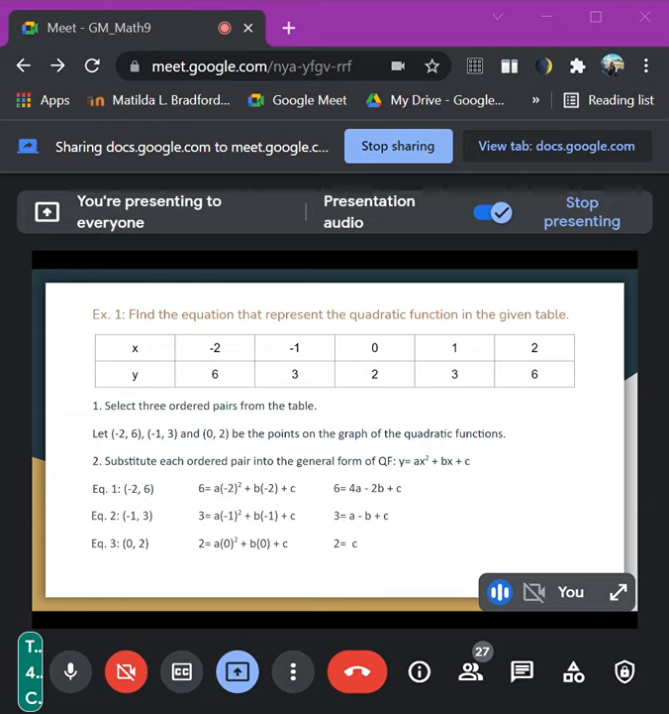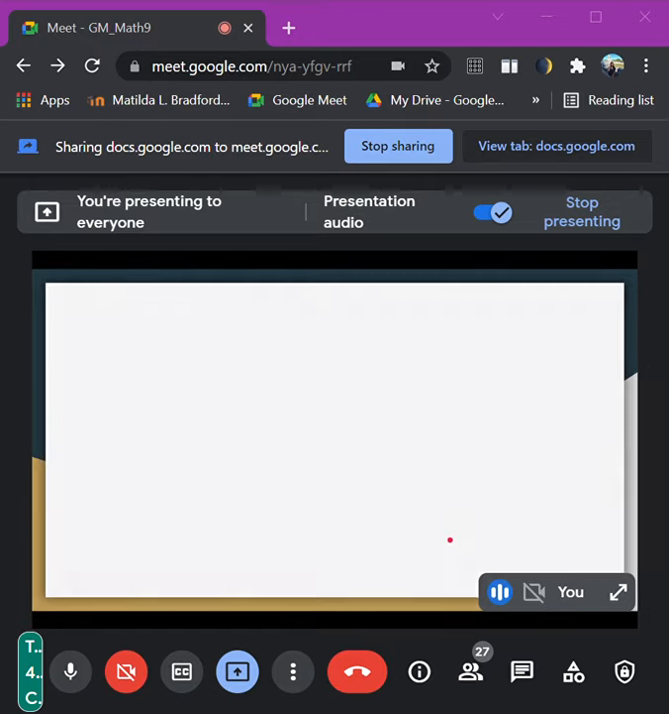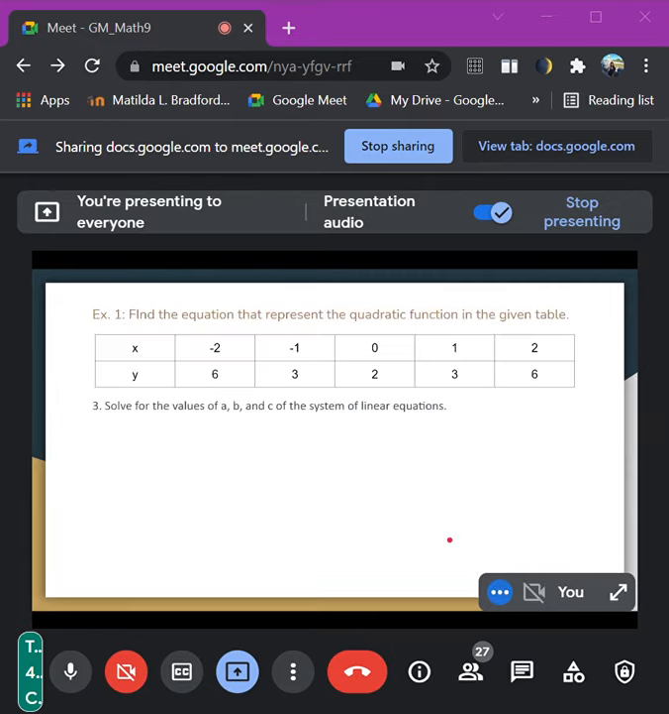So here, class, since we can already see the value, c equals 2, our next step is to solve for the values of a, b, and c of the system of linear equations. Why is it called a system of linear equations? Because it has two or more equations. As we saw earlier, we have three equations. So that is two or more. So, a system of linear equations.